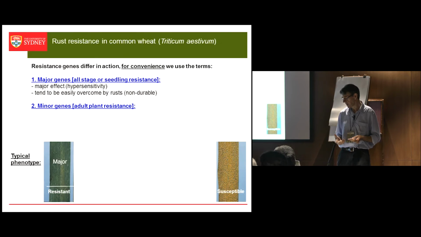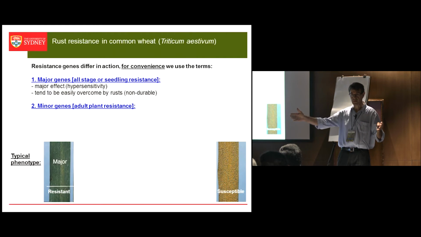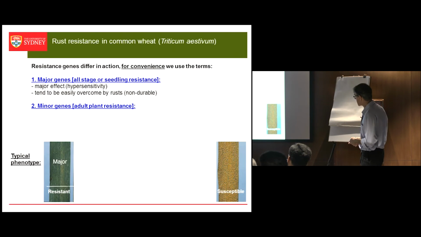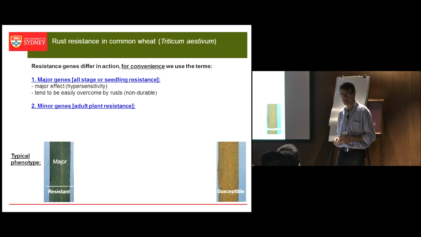Typically, what we mean by major gene resistance is resistance that's effective at all growth stages, so all the way from the seedling right through to the adult plant, every single growth stage. There is some effect of these genes. They have a major effect on the phenotype. That's why they're called major genes. And you can see an example here. This is an adult plant leaf, right? But you can see this is immune, completely resistant. So the gene is having a very, very big effect on the phenotype, a major effect on the phenotype, and that's why we call it a major gene.